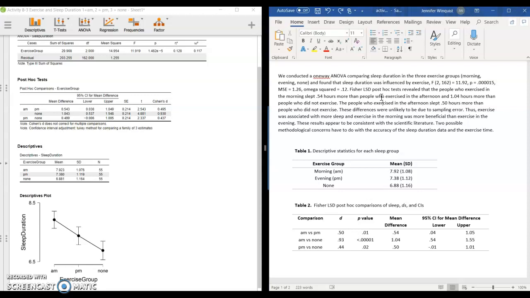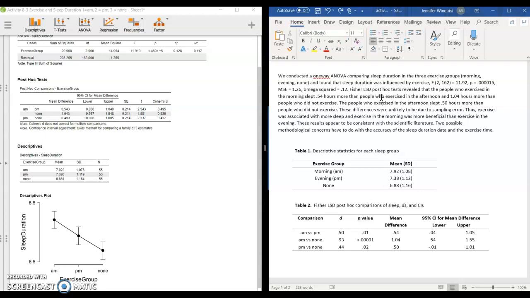You'll notice here I didn't explicitly talk about effect sizes. I could have talked about small, medium, and large using Cohen's d, but I found that the actual time differences were really meaningful here. A half hour of sleep difference or an hour difference in sleep is more meaningful than talking about small, medium, and large effects in this particular case. So these results are unlikely to be due to sampling error. We have differences of about half an hour to an hour in our different groups. And it seems that exercise was associated with more sleep, and the morning was more beneficial than the evening.